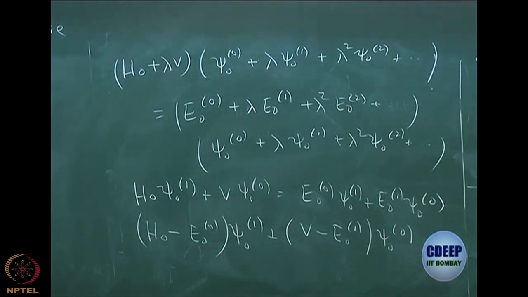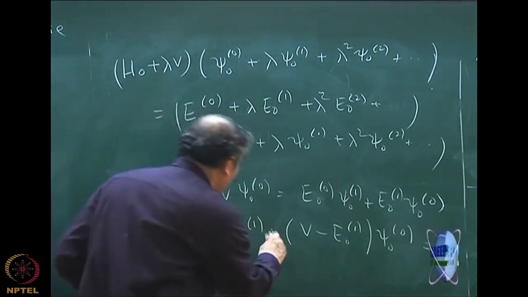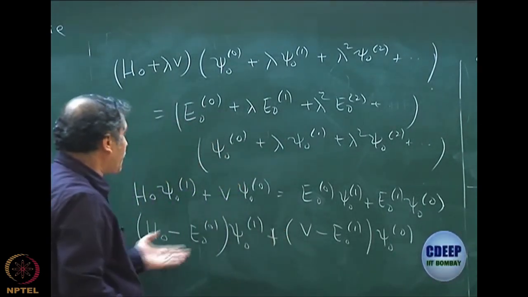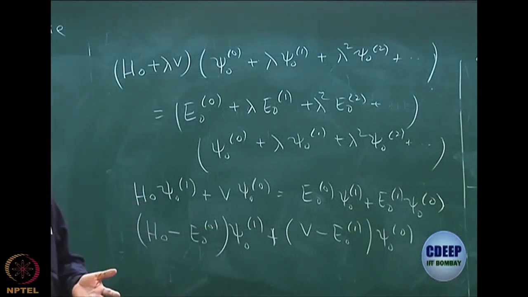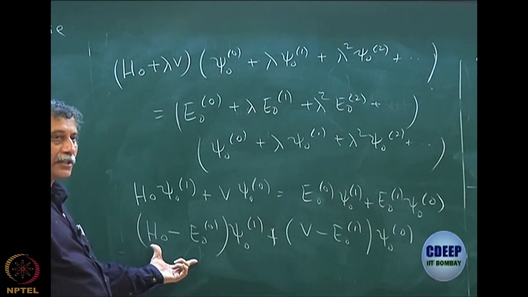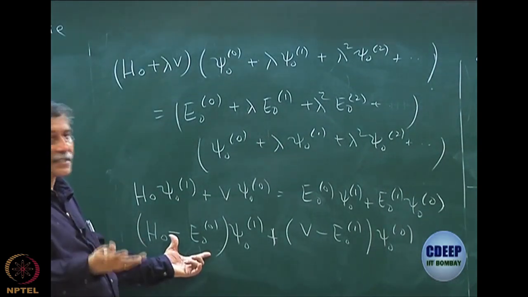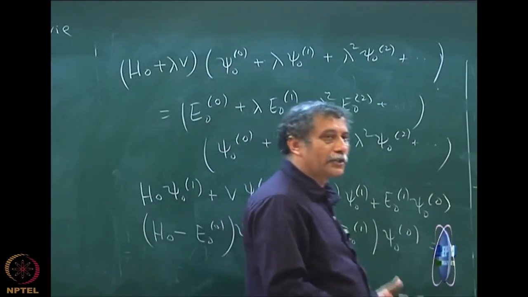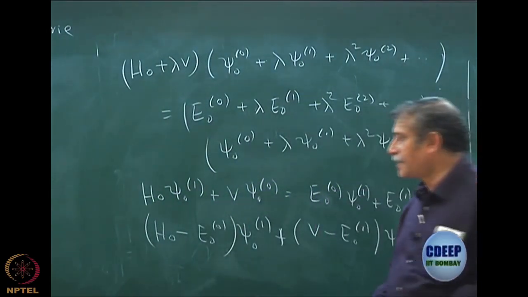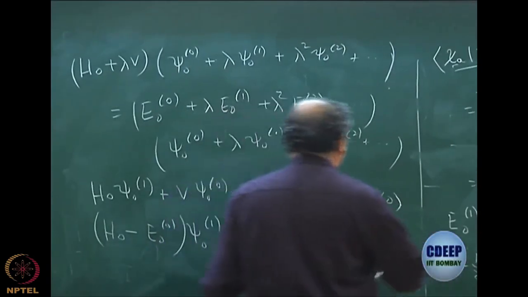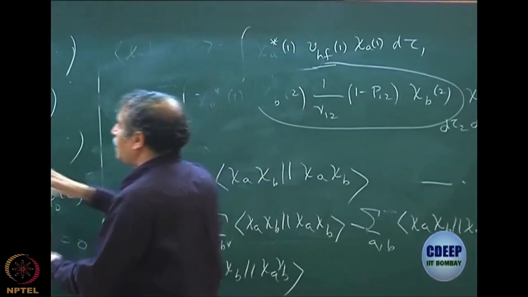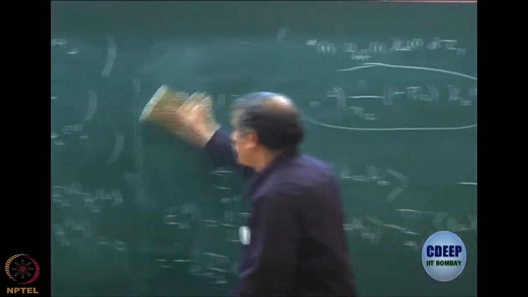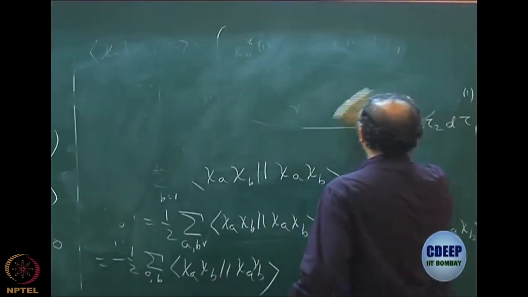I somehow love this way of writing, I told you, because it gives me an easy way to partition H minus E psi equal to 0. So I am really partitioning H minus E psi equal to 0 at first order. This can be the 0th order of H minus E into the first order of psi, plus the first order of H minus E into the 0th order of psi. If I continue to do this, I can write the second order, either by looking at the lambda square term or by simply writing H minus E psi.